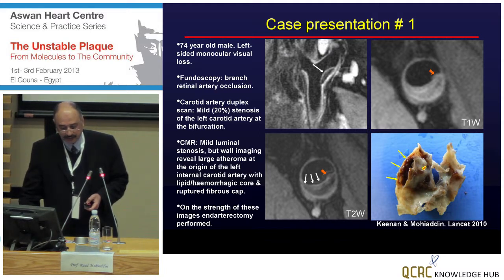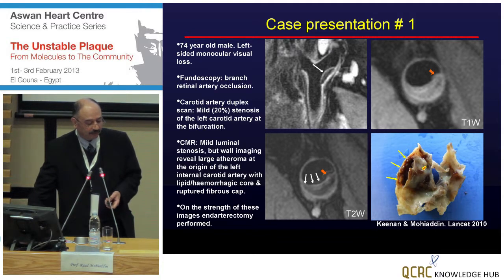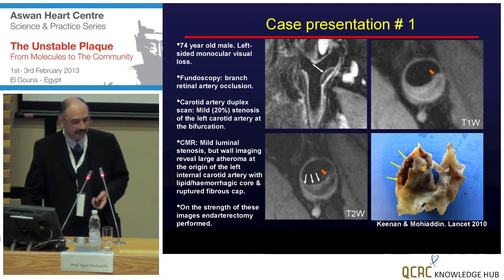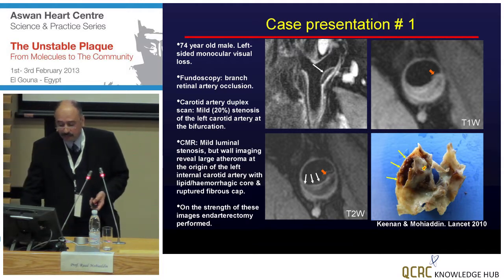Fundoscopy showed branch retinal artery occlusion, and carotid artery duplex scan showed only mild stenosis, in the range of 20%, on the ipsilateral left carotid artery. He is an eminent physicist, and in fact, he is one of the first people who built a prototype for an MRI machine in the late 70s or early 80s. He heard about us recruiting for studies, so he asked if he could volunteer for the study. And we looked at the arterial wall imaging here.